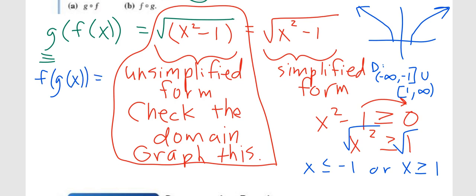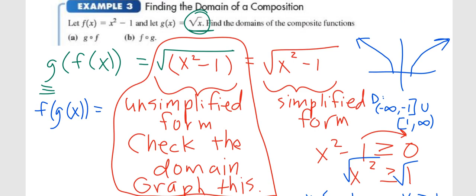So what is the f function telling me I need to do to every value I put into it? Square it and subtract 1. What are we going to put into it? The square root of x.